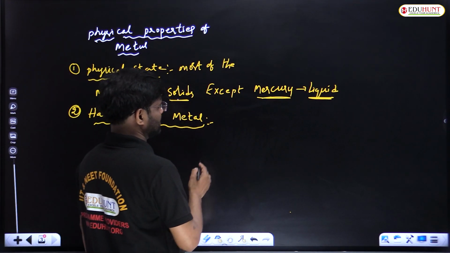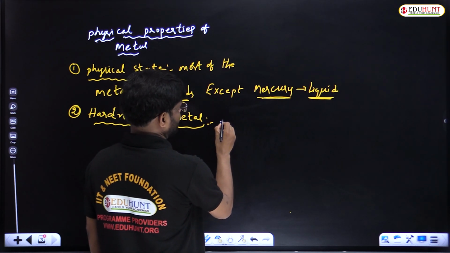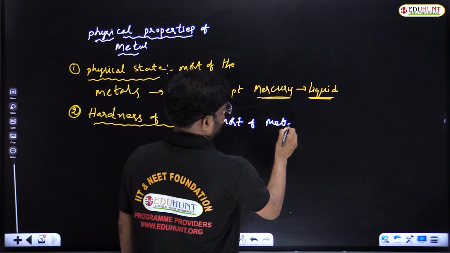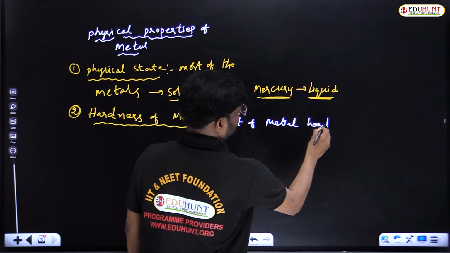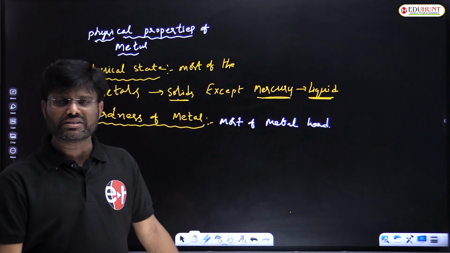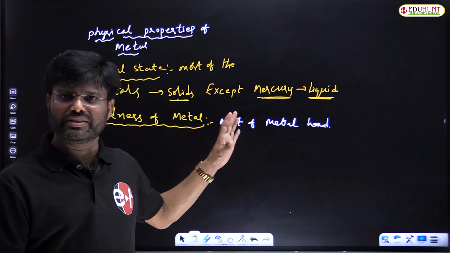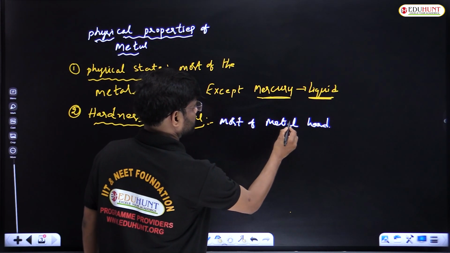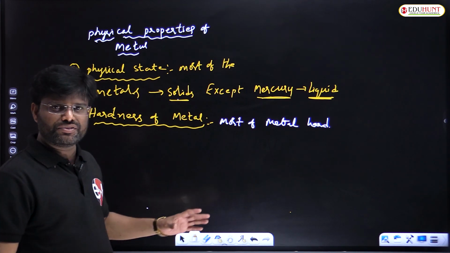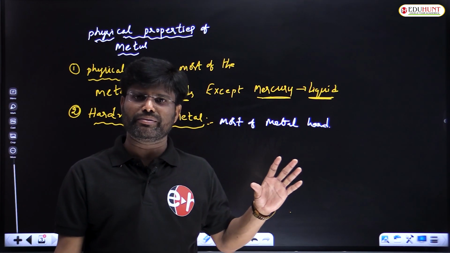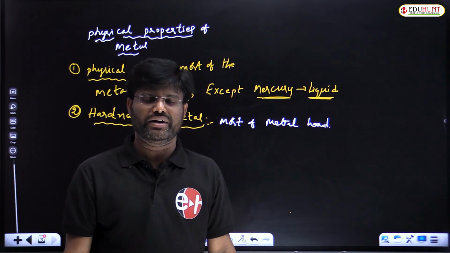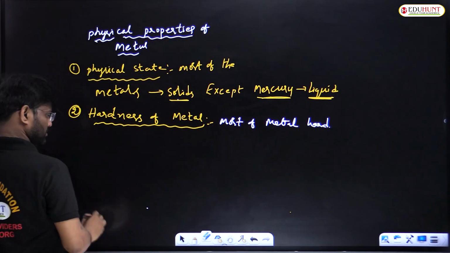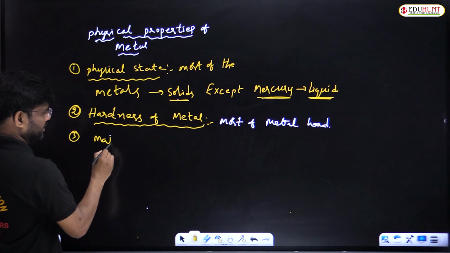See, most of the metals are hard in nature, but all metals are not of the same hardness. It varies from metal to metal. The hardness of the metal varies from metal to metal. Okay, children? Right, this is the hardness of the metal. Third one, malleability.